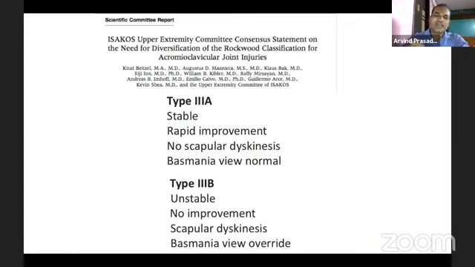Recently, ISAKOS's upper extremity committee introduced the concept of subtypes of type 3, type 3A and type 3B. Type 3A is stable and the patient gets rapid improvement. There is no sign of scapular dyskinesia, and in the Basmania view, there is no overriding. And type 3B is the opposite of that. This AC joint is usually unstable, there is no improvement, there is a sign of scapular dyskinesia, and in the Basmania view, there is overriding of the AC joint.